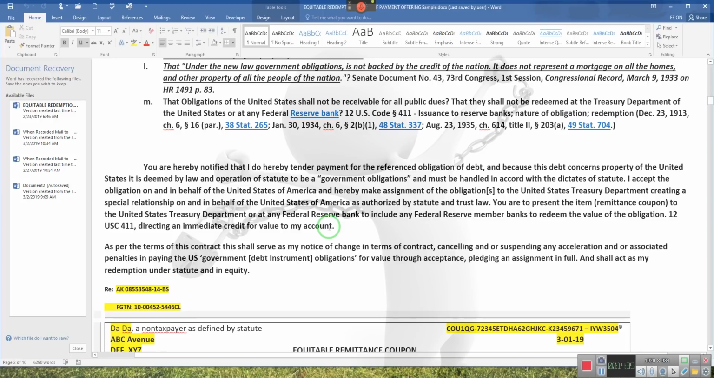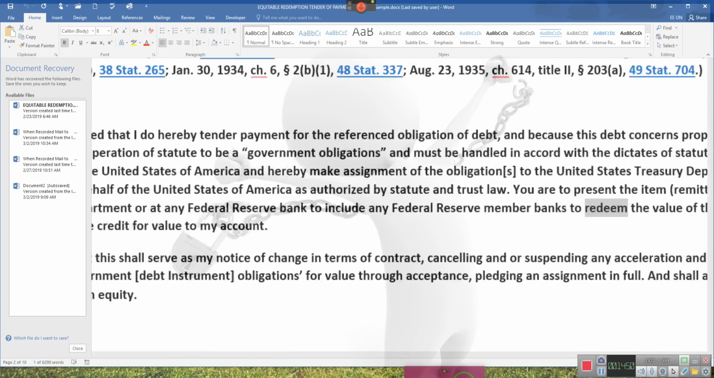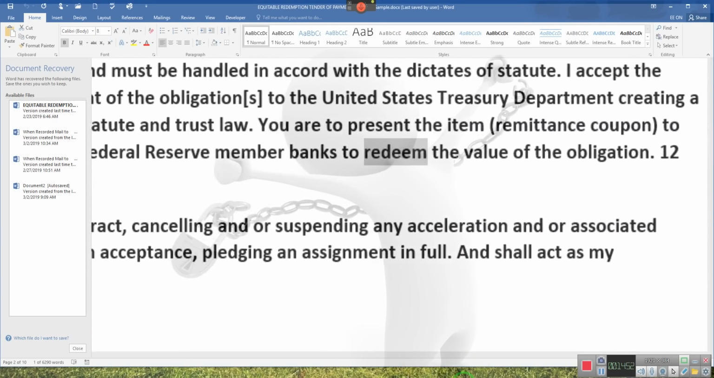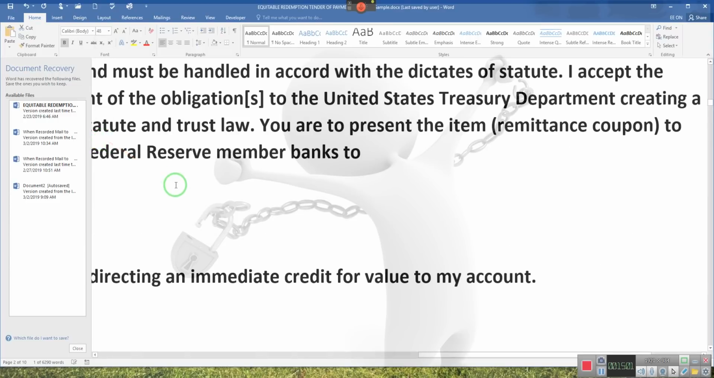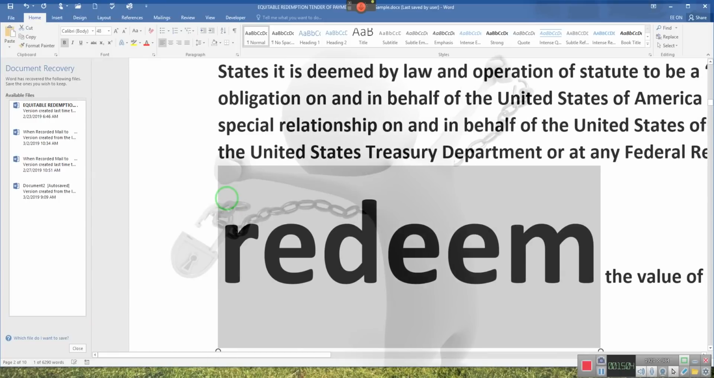Okay, we are doing an assignment, ladies and gentlemen. We're doing an equitable assignment. Pay attention. Equitable redemption assignment. Redemption? You didn't say nothing about redemption. What you talking about? You didn't say nothing about redemption. Okay, so let me show y'all. That's what says redemption.